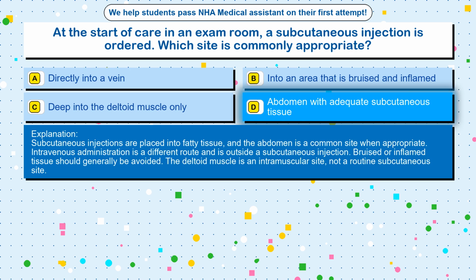Subcutaneous injections are placed into fatty tissue, and the abdomen is a common site when appropriate. Intravenous administration is a different route and is outside a subcutaneous injection. Bruised or inflamed tissue should generally be avoided. The deltoid muscle is an intramuscular site, not a routine subcutaneous site.